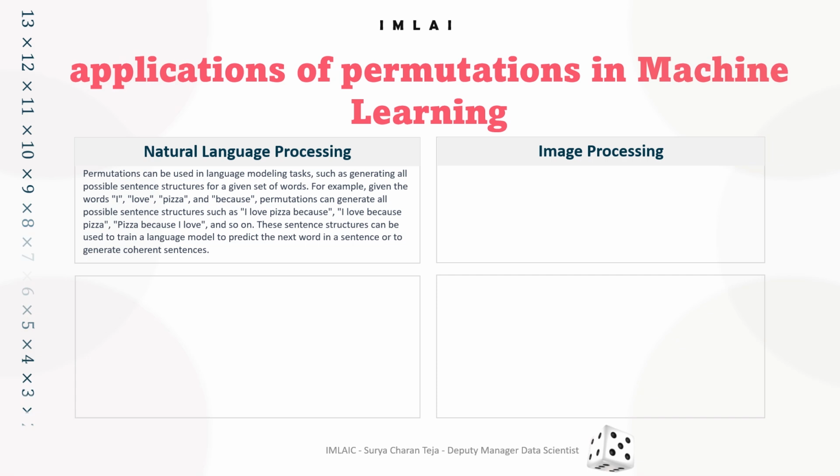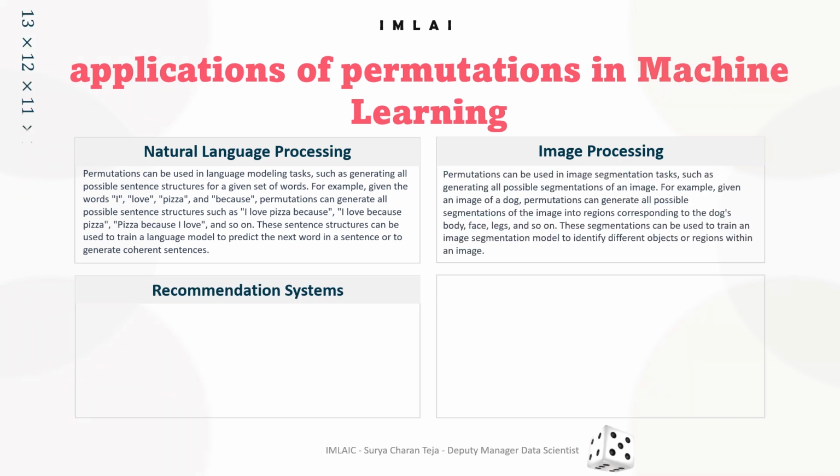If we take up an example for this, permutations can be used in image segmentation tasks such as generating all possible segmentations of an image. For example, given an image of a dog, permutations can generate all possible segmentations of the image into regions corresponding to the dog's body, face, legs, and so on. These segmentations can be used to train an image segmentation model to identify different objects or regions within an image.